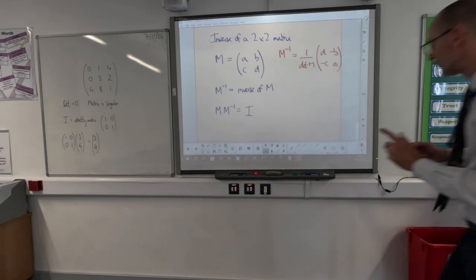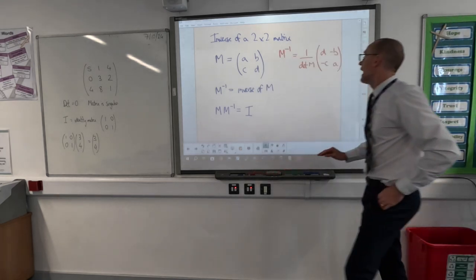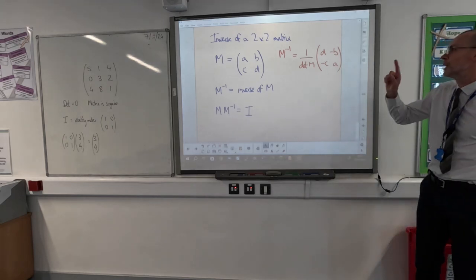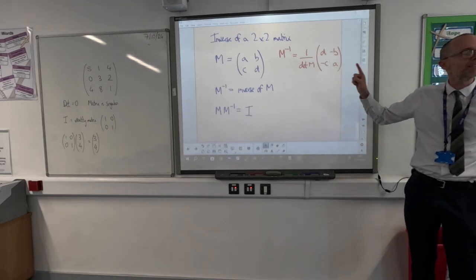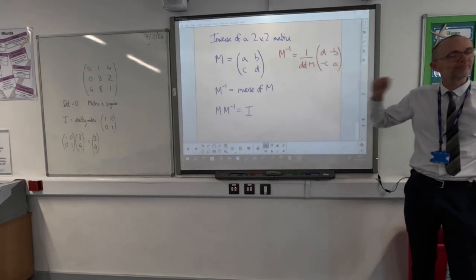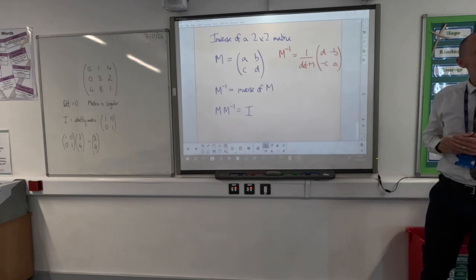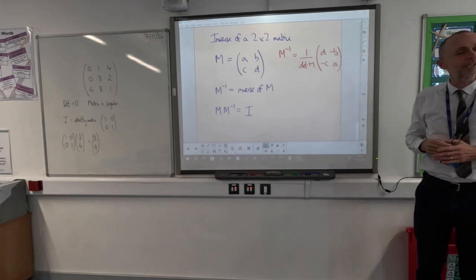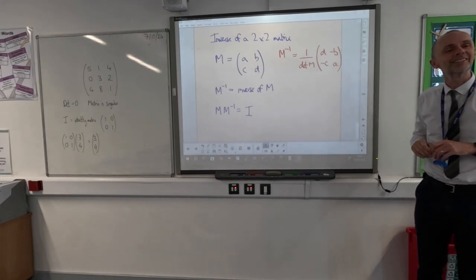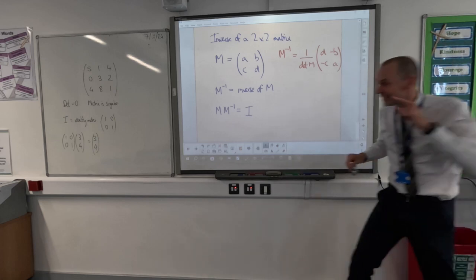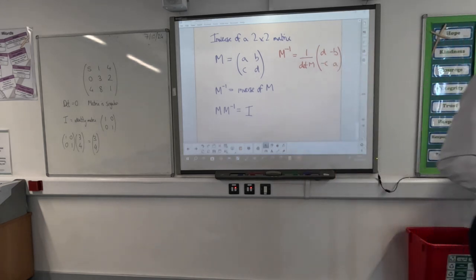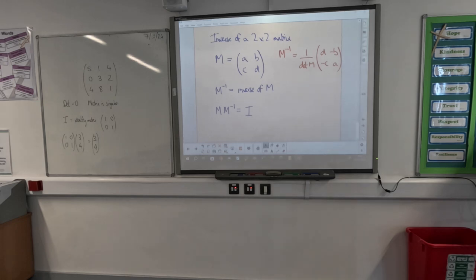Now, could anyone suggest a situation where we wouldn't be able to calculate this? What sort of matrix isn't going to have an inverse? If the matrix is singular, if the determinant is 0, you can't define its inverse.